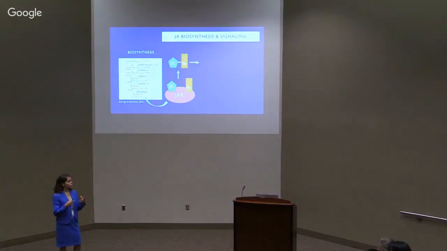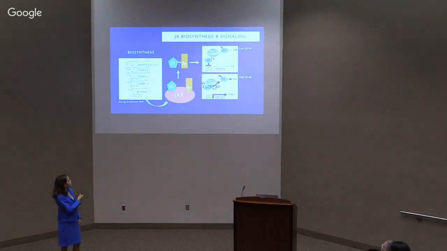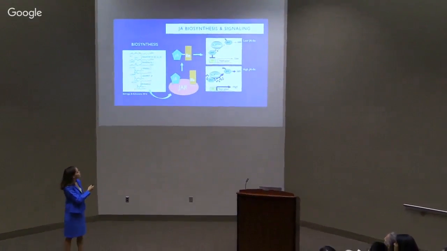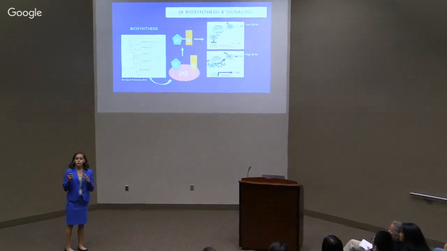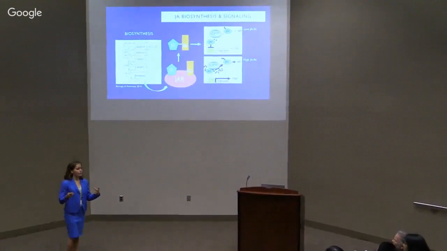Once you have that form, J-isoleucine, represented here by the red dots, is going to attach the repressor, JAZ, to something called the SCF-COI1 complex. What that does is target JAZ for degradation. After that, JAZ is degraded, which means you have thousands of target genes being turned on.